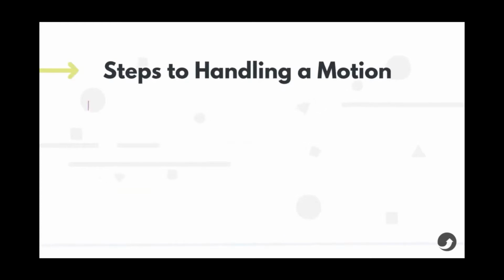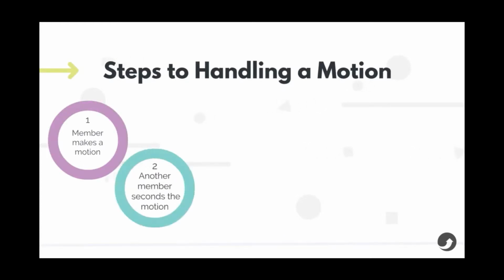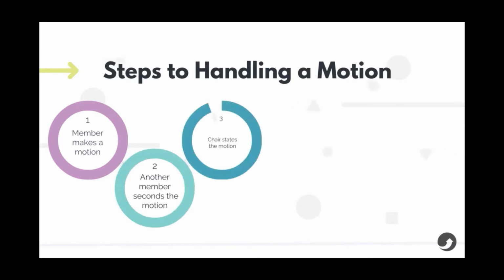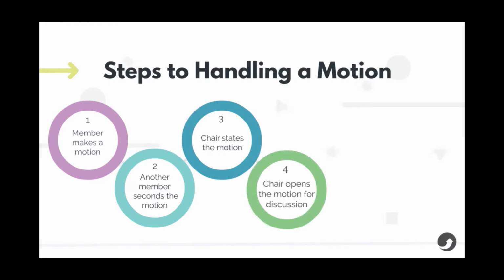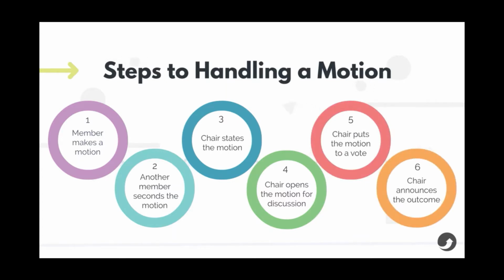There are 6 main steps in handling a motion. 1. A member makes a motion. 2. Another member seconds the motion. 3. The chair states the motion. 4. The chair opens the motion for discussion. 5. The chair puts the motion to a vote. And 6. The chair announces the outcome.